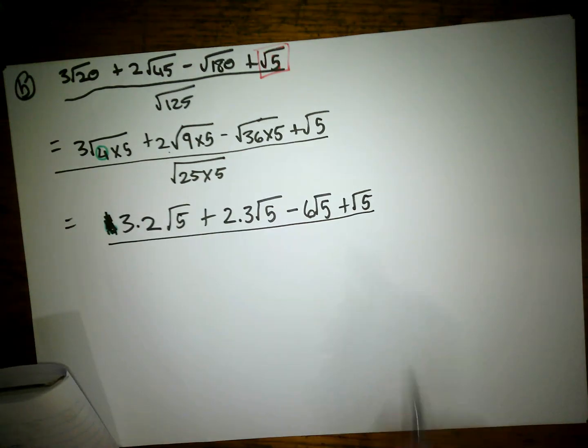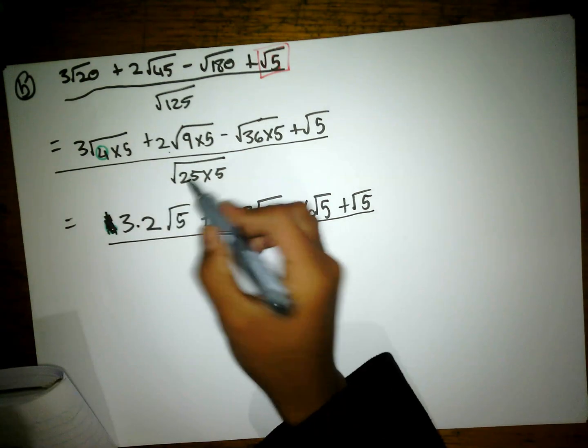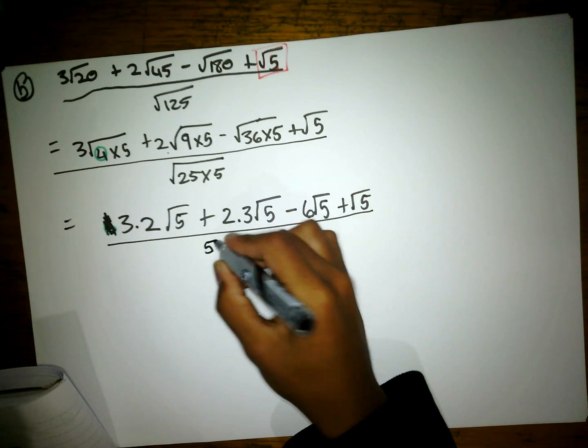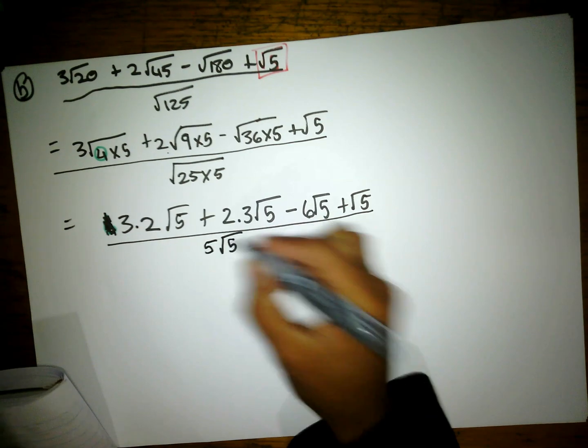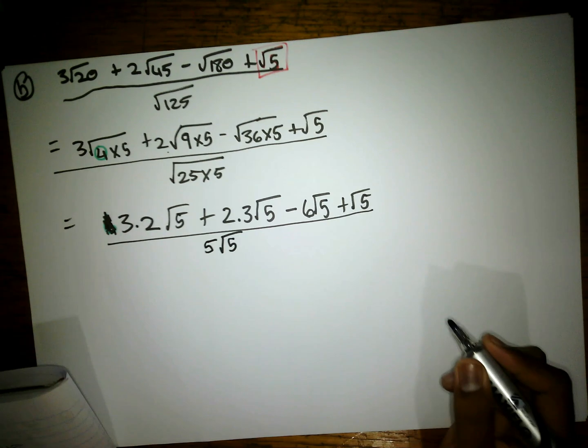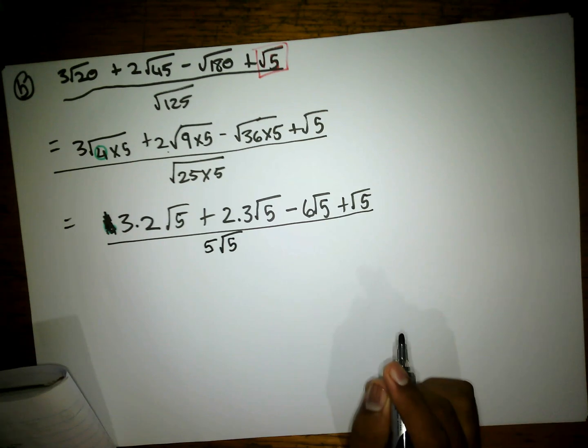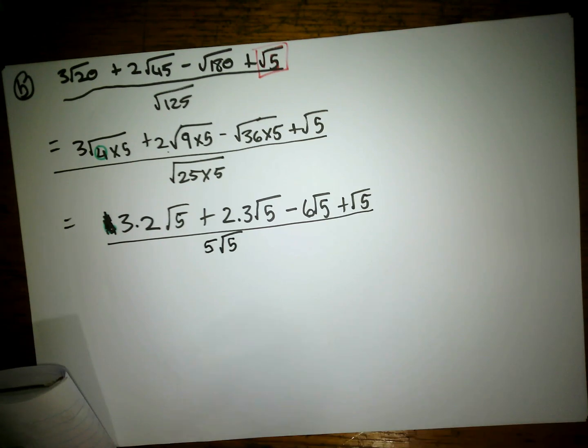So that 25, square root 25 is a 5, and then we're left with a 5. Is everybody okay with that? Sorry, can you please just repeat this again?